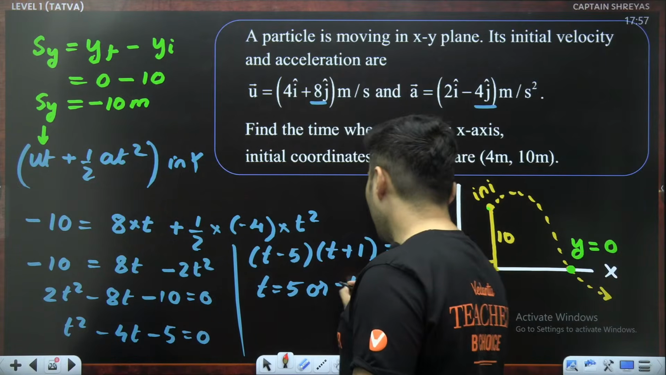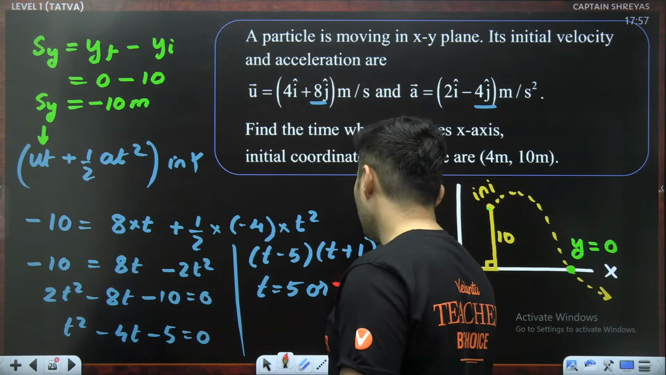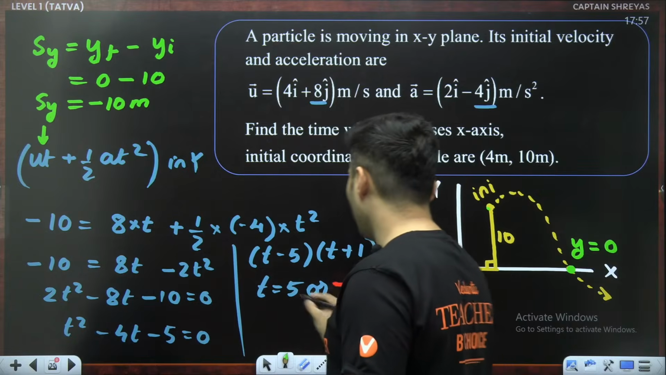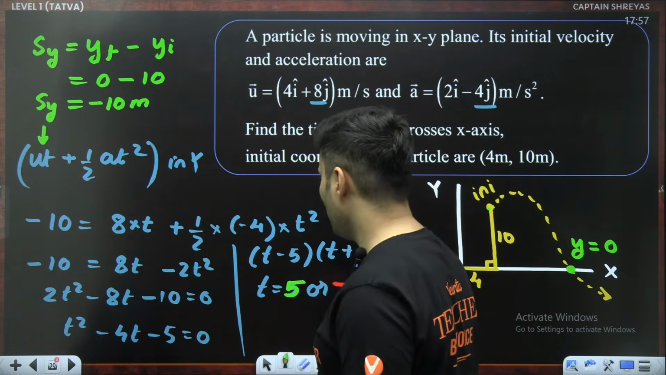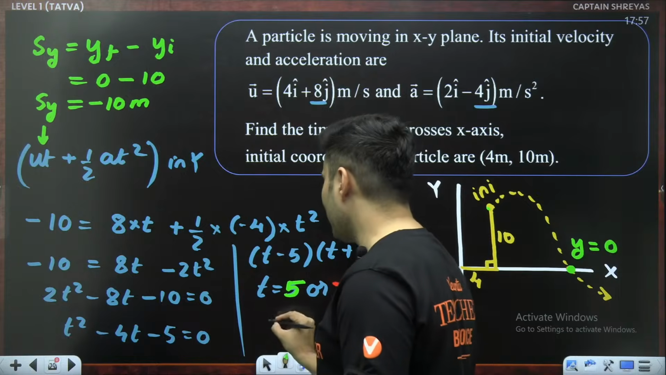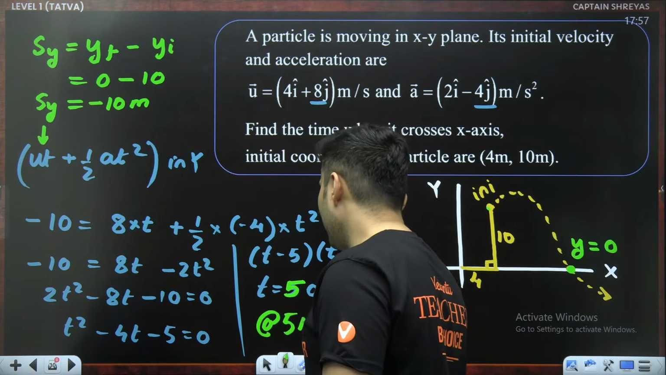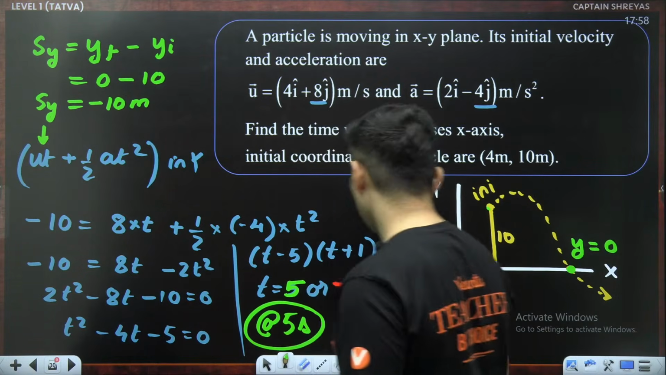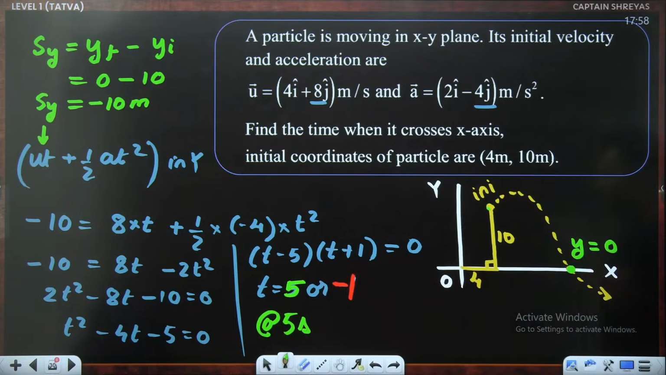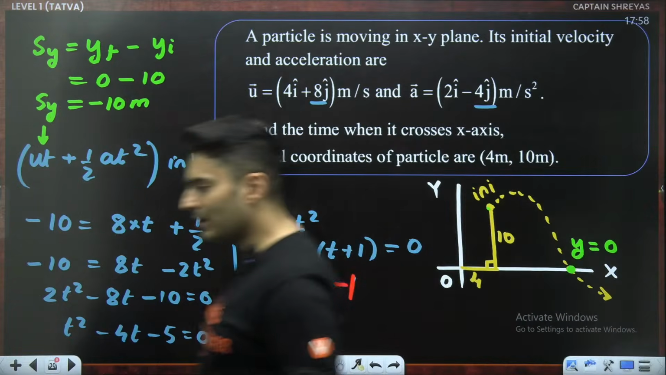But we know time can't be negative. So the only possibility is the positive value. So this happens at 5 seconds. That is the correct answer. So at 5 seconds, it crosses over here. Is that absolutely clear, my dear warriors?